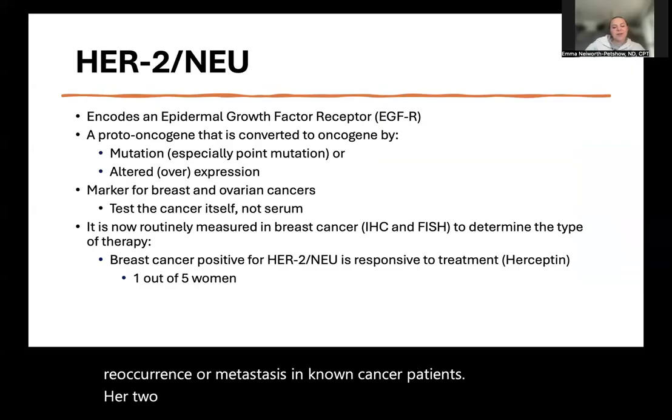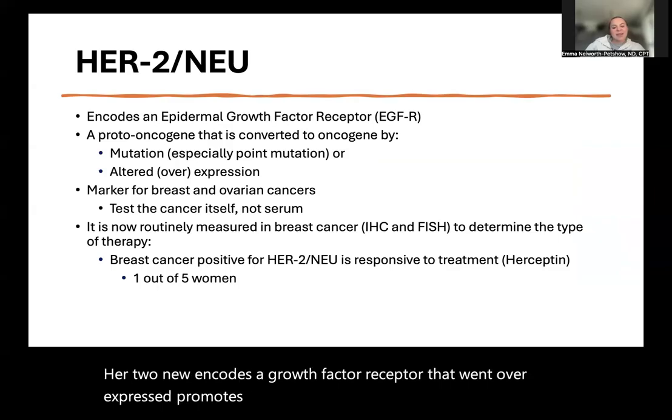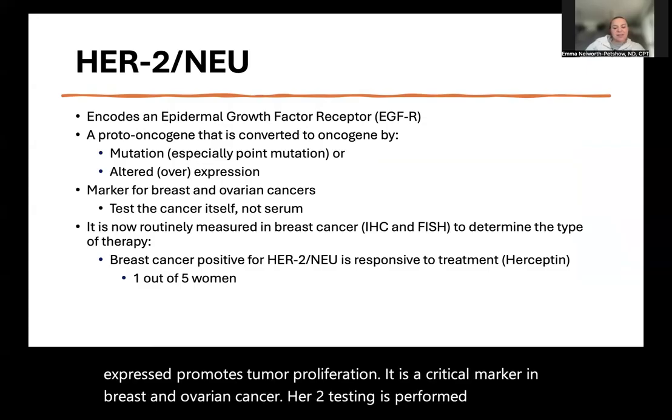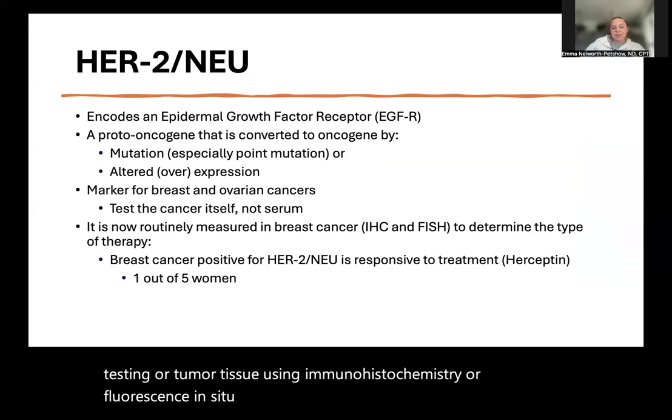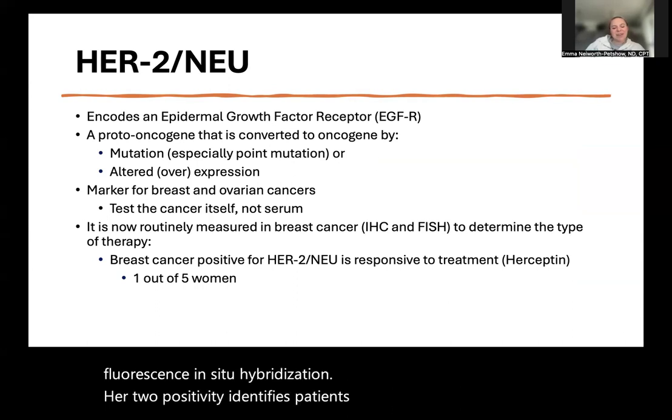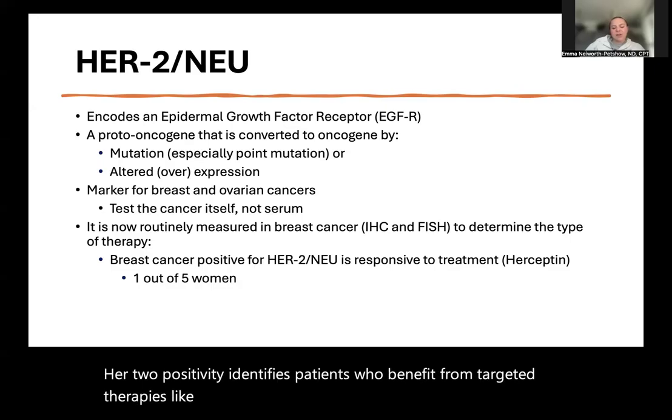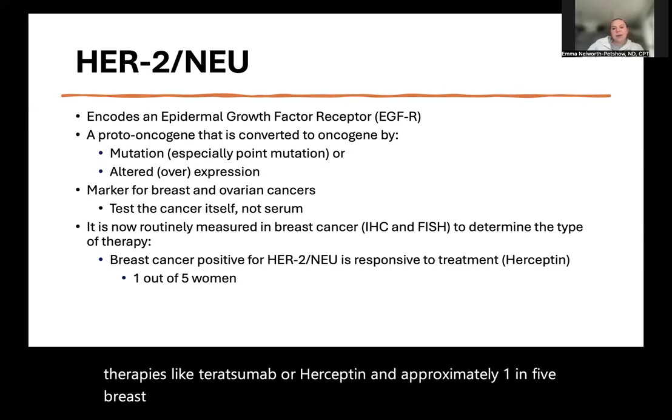HER2/neu encodes a growth factor receptor that, when overexpressed, promotes tumor proliferation. It is a critical marker in breast and ovarian cancer. HER2 testing is performed on tumor tissue using immunohistochemistry or fluorescence in situ hybridization, FISH. HER2 positivity identifies patients who benefit from targeted therapies like trastuzumab or Herceptin, and approximately 1 in 5 breast cancers overexpress HER2.